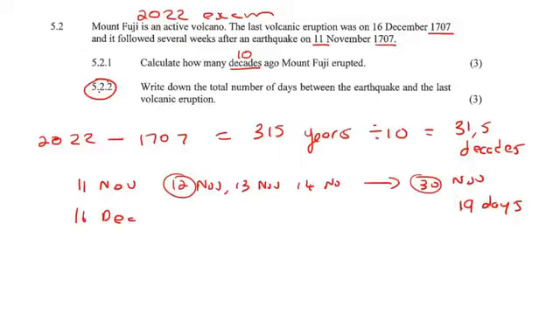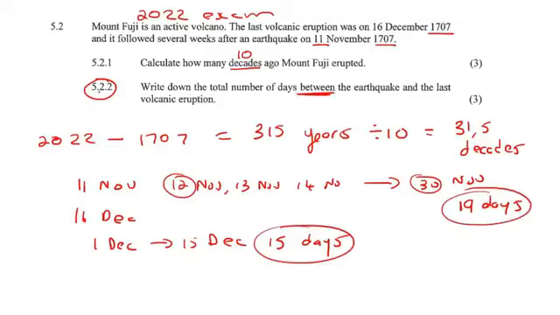Then we're going to go all the way from 1 December up to 15 December. We're not going to go up to 16 December because they said between. They didn't say including those days. So that's going to be another 15 days. So if you say 15 days plus 19 days, that'll give you a total of 34 days.